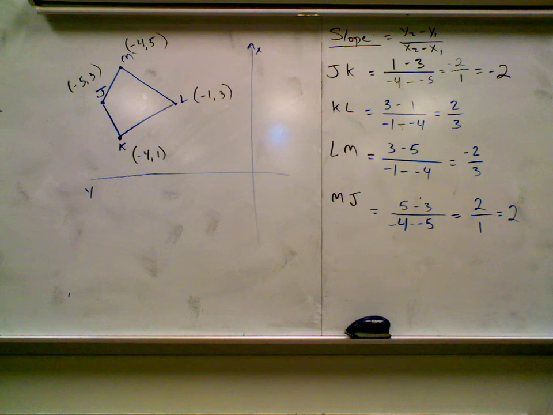Which one? JK and MJ? It'd be negative 2 and 1/2, wouldn't it? Okay. So no parallel, no perpendicular. That's fine. It's just a figure that has no parallels and no perpendicular. So it can't be a rectangle, right? It cannot be a square. It cannot be a parallelogram. Well, it can't be a trapezoid because a trapezoid has some parallel sides, don't they? Opposite sides are parallel on a trapezoid, right?